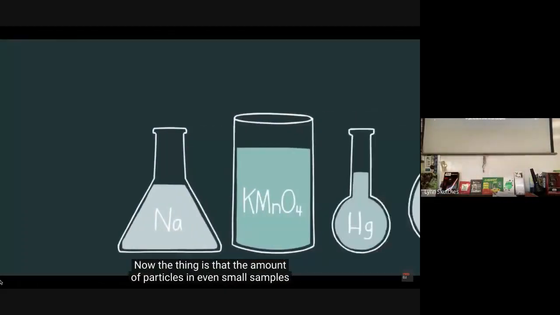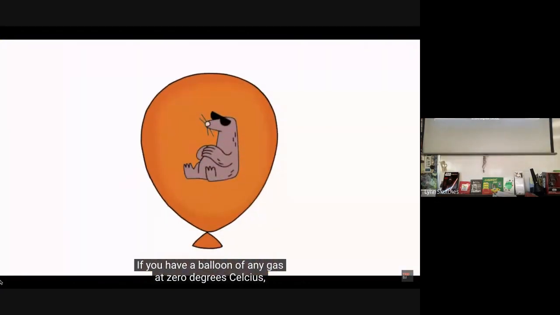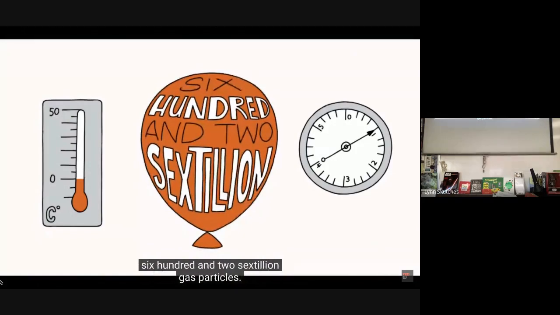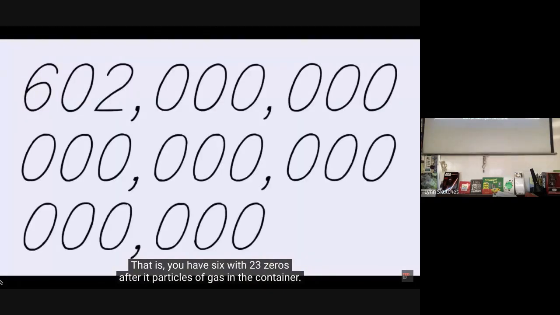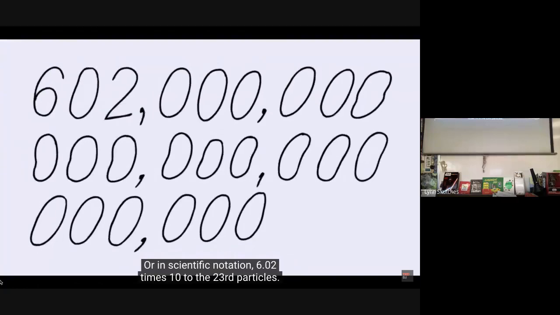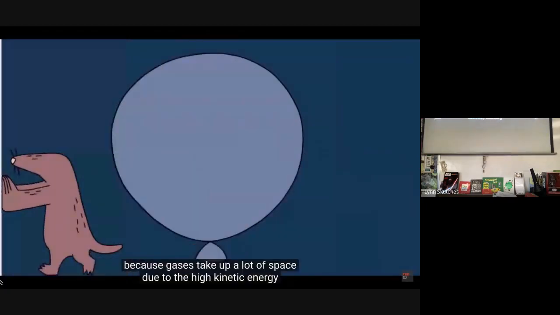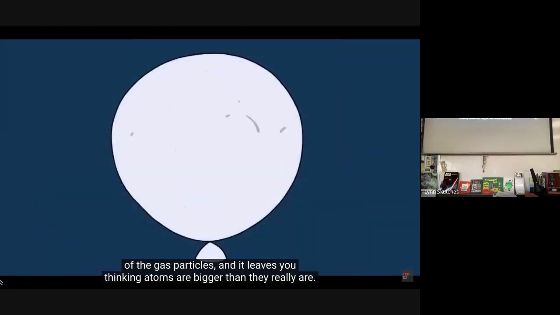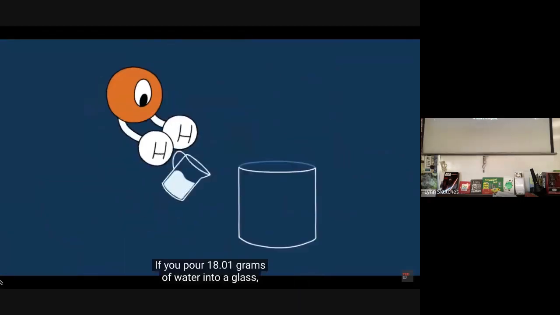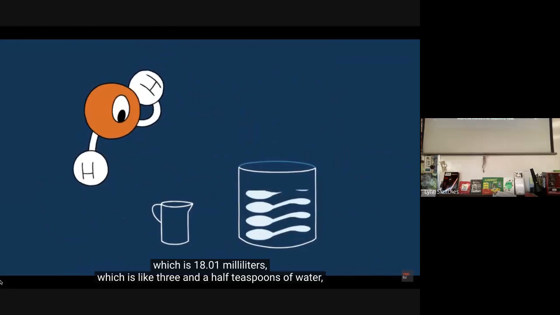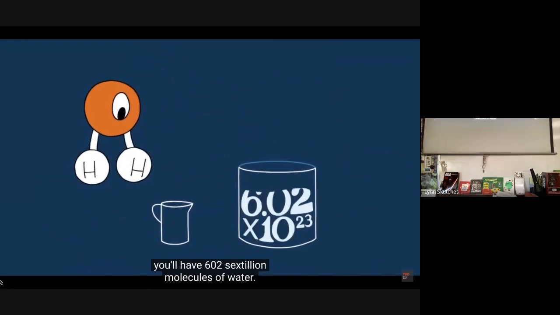Now the thing is that the amount of particles in even small samples is tremendous. For example, if you have a balloon of any gas at 0 degrees Celsius and at a pressure of 1 atmosphere, then you have precisely 602 sextillion gas particles. That is, you have 6 with 23 zeros after it particles of gas in the container. Or in scientific notation, 6.02 times 10 to the 23rd particles. This example is a little misleading because gases take up a lot of space due to the high kinetic energy of the gas particles, and it leaves you thinking atoms are bigger than they really are. Instead, think of water molecules. If you pour 18.01 grams of water into a glass, which is 18.01 milliliters, which is like 3.5 teaspoons of water, you'll have 602 sextillion molecules of water.